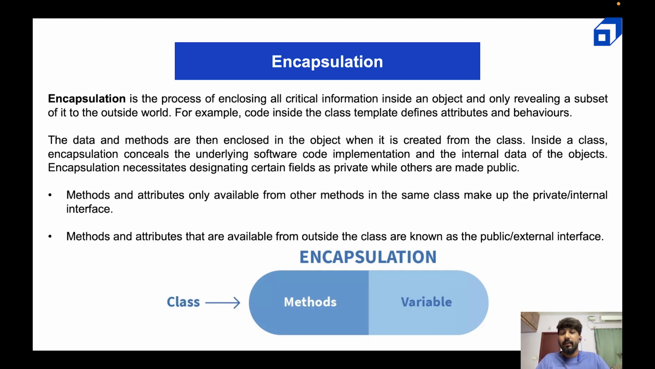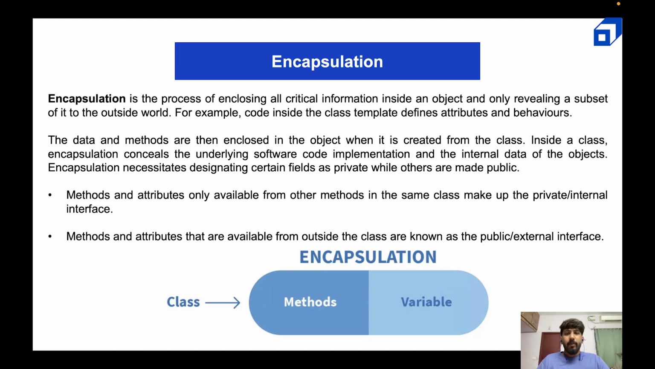The data and methods are then enclosed in the object when it is created from the class. So inside a class, encapsulation conceals the underlying software code implementation and the internal data of the objects. Again, the same thing as with the Uber application: you would only see the topmost implementation of it. You wouldn't see the code, you wouldn't see how exactly it works, and you wouldn't see the data it requires in order to make those things you see on the screen, right? You can't see that. So encapsulation necessitates designating certain fields as private while others are made public.